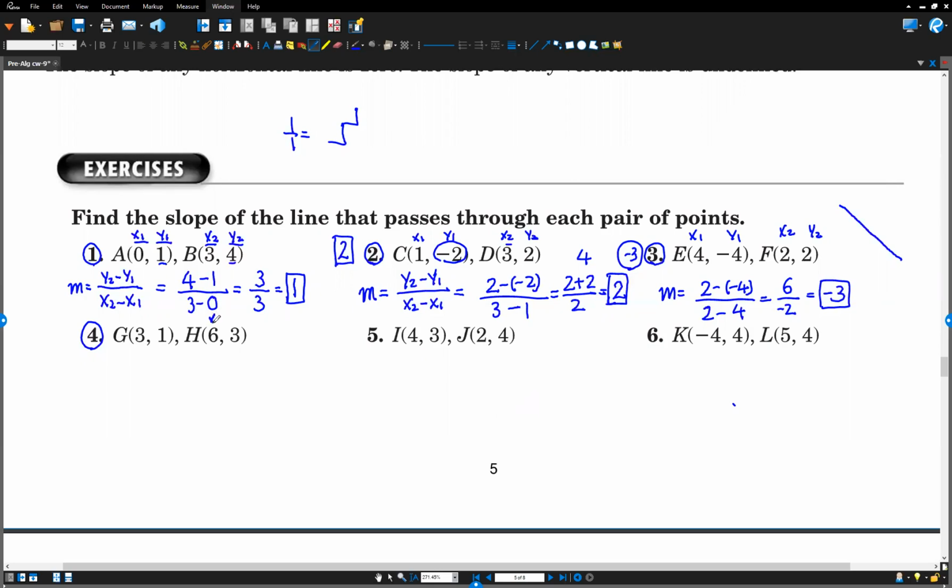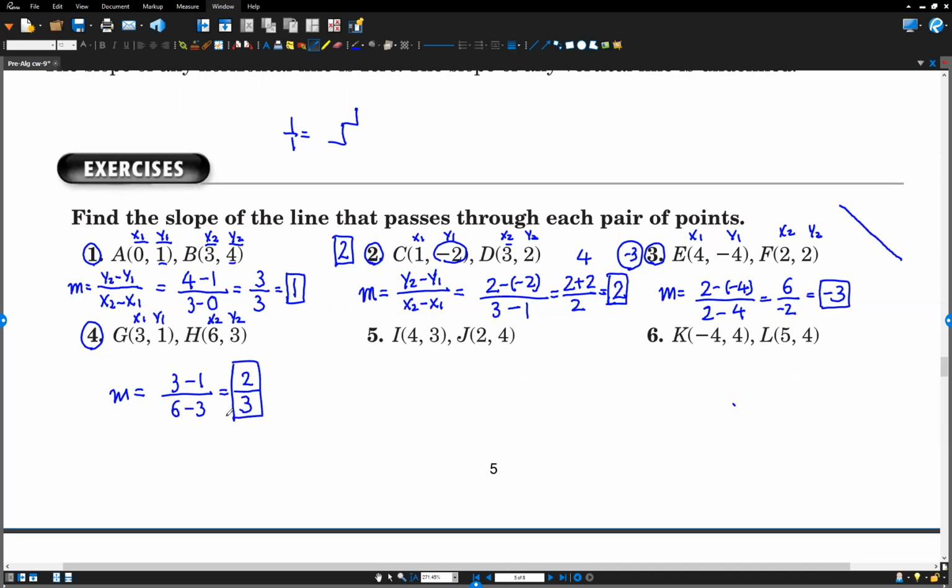This is x2, y2, x1, y1. The slope equals y2 minus y1, 3 minus 1, over x2 minus x1. x2 is 6, x1 is 3, right? Now simplify. 3 minus 1 is 2. 6 minus 3 is 3. That's it. You don't have to change it. That's the fraction. That is the slope.